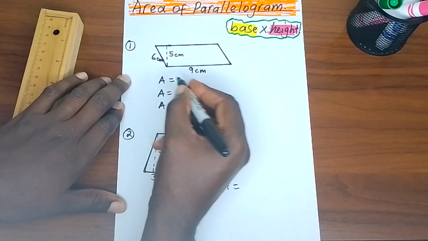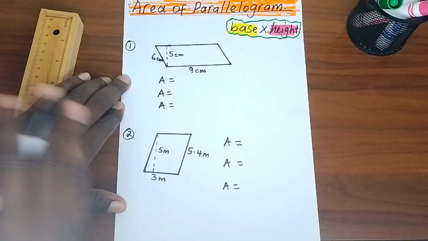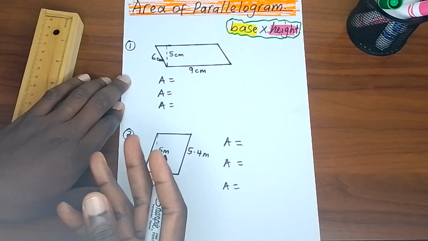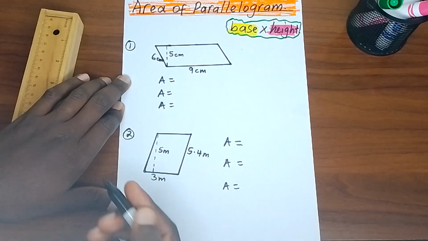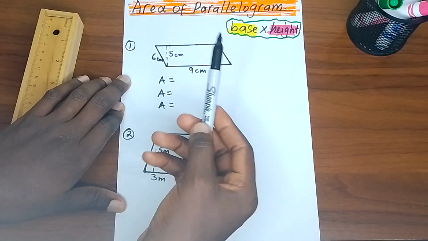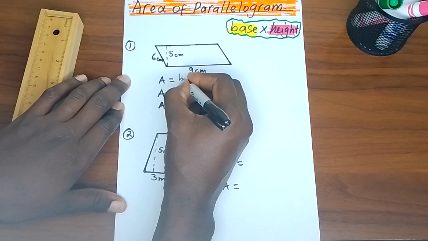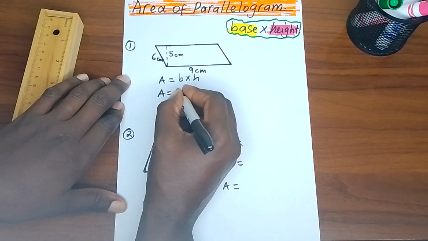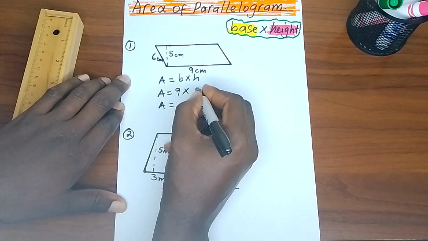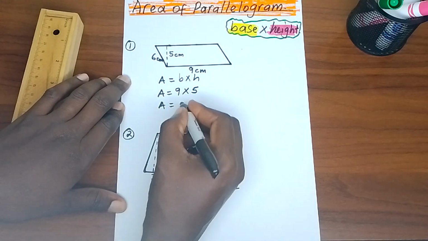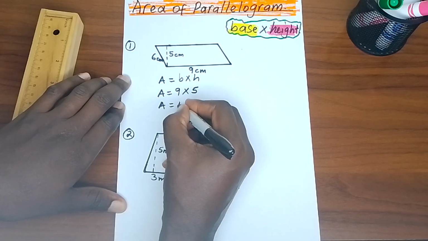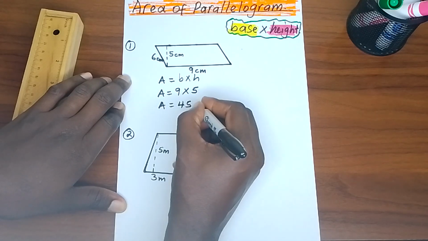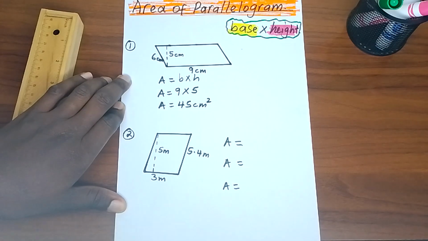So in this we clearly follow the steps when you want to get full marks when you are dealing with area of parallelograms. It's base times height. You just write base times height. Then you clearly indicate what the base is. That is 9 times the height, which is 5. Then write the final answer, 45. Put the units, centimeters squared.